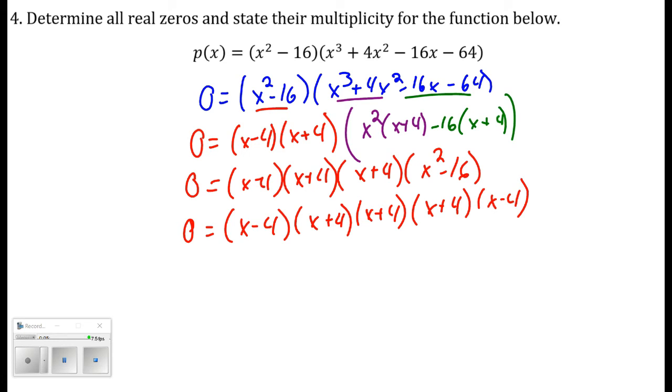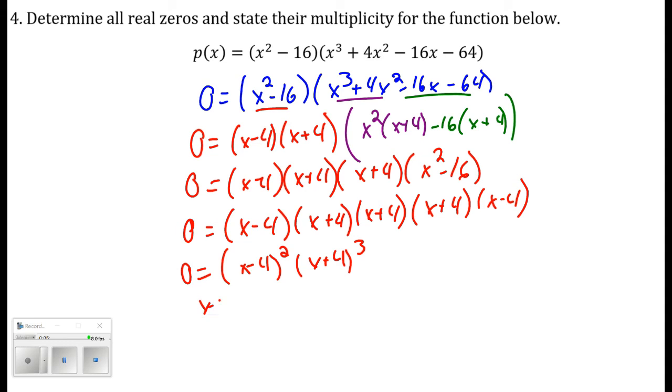Now we can apply the zero product property and say if I multiply a bunch of terms together and I get 0, one of them has to be 0. But how many x? I'm just going to simplify this a little bit so it looks nicer. So I have 2 factors of x minus 4 and 3 factors of x plus 4.